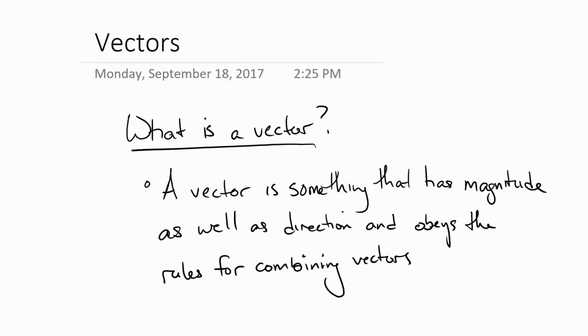All right, we have a bit to do, so let's dive right into vectors. First of all, what is a vector? A vector is something that has magnitude as well as direction and obeys the rules for combining vectors.